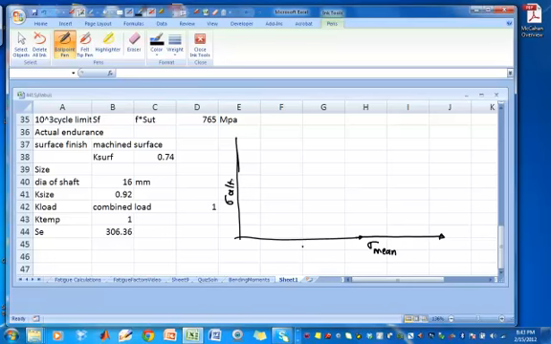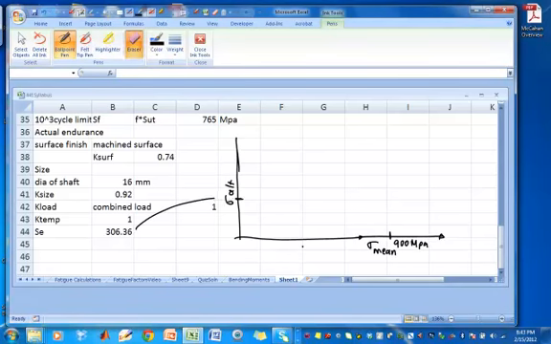So let's mark some points. Okay. SUT is here. This is 900 megapascals. Look, if your mean stress reaches 900 megapascals, it's going to fail. Right? That's the end of it. That's death. Okay. SE is here. That is 306 megapascals.